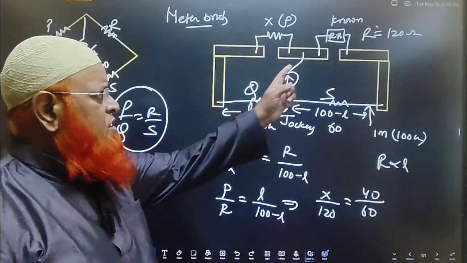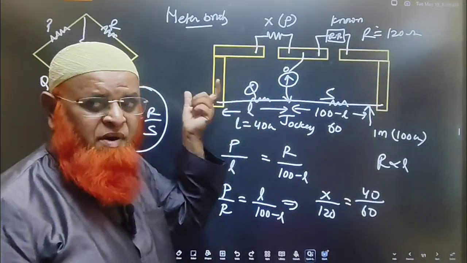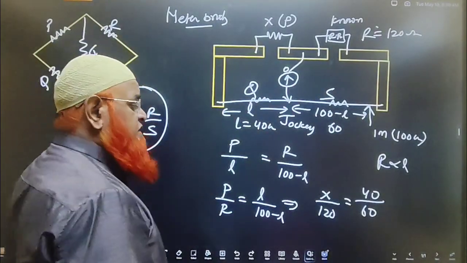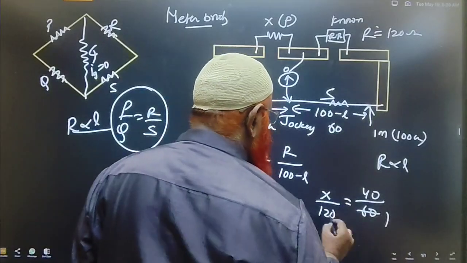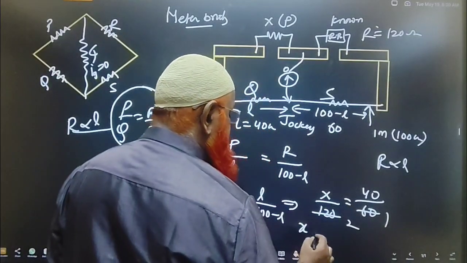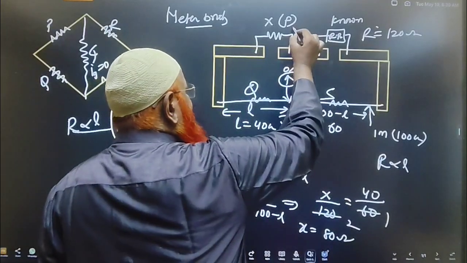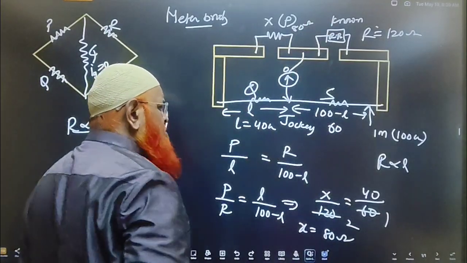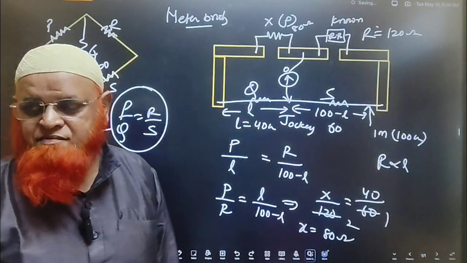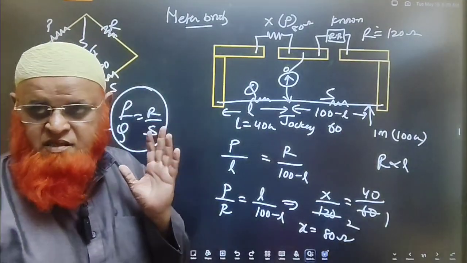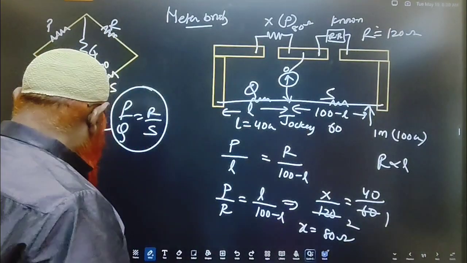So once you know the known resistance and the balancing length, you can find out what X is here. So 1 times, it is going to be 2 times. So X is going to be 2 into 40, which is nothing but 80 ohms. You got an unknown resistance as 80 ohms. Hope you are understanding now. Is it clear? So that is the principle behind the meter bridge. Is it clear, all of you? So that is a meter bridge now.